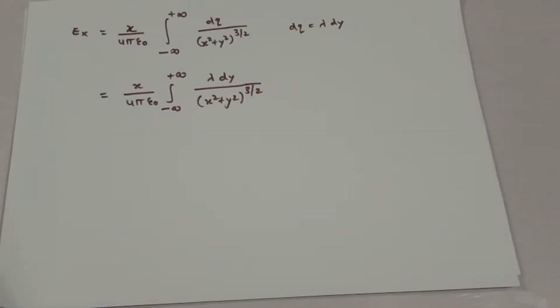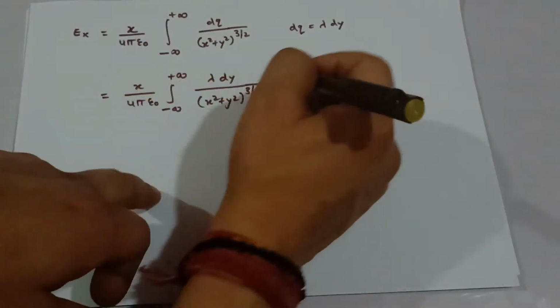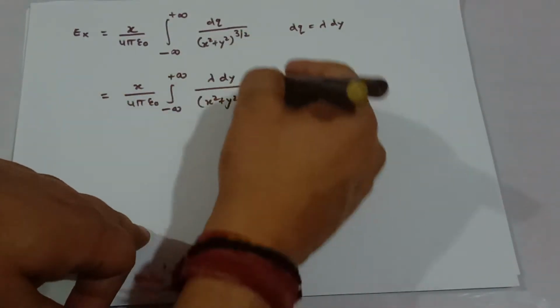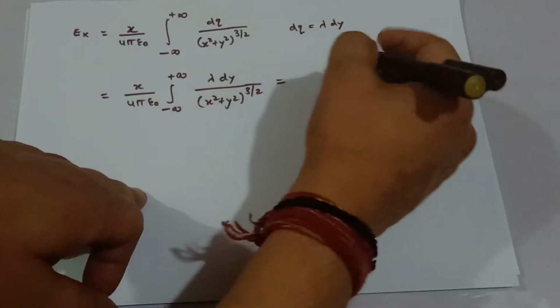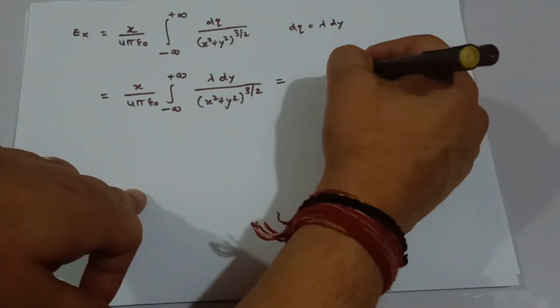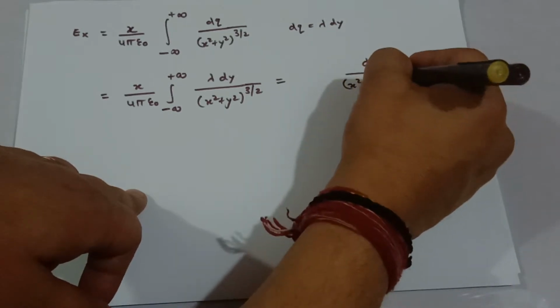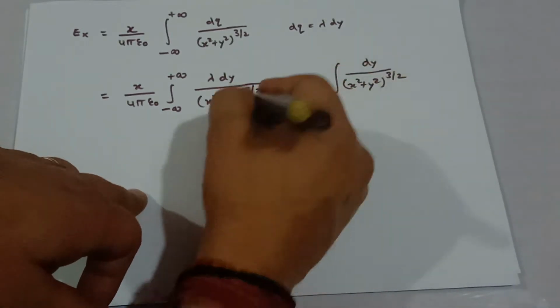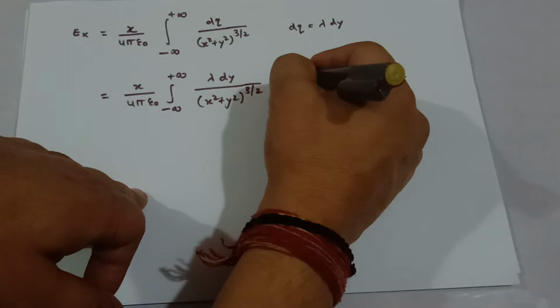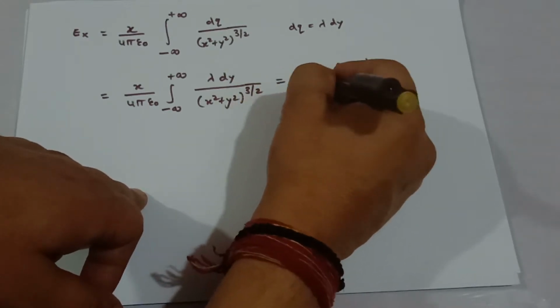Again, here this lambda is a constant, so you can take that out. The only term remaining inside would be dy divided by (x squared plus y squared) to the power 3 by 2, and all other terms you can take out, which is lambda into x upon 4 pi epsilon naught.